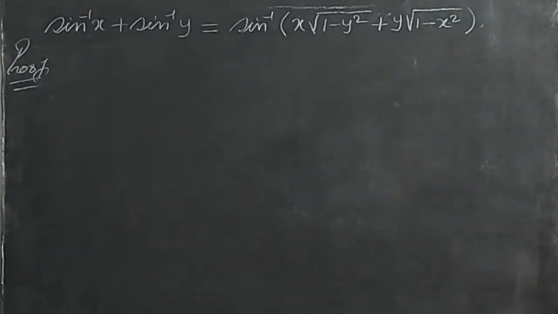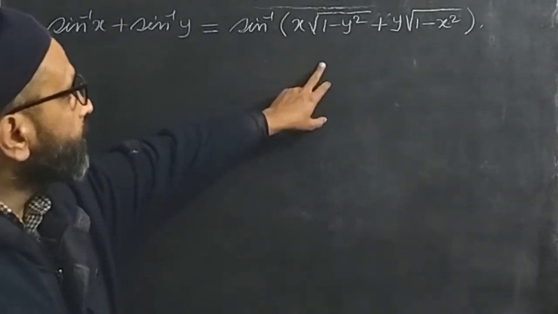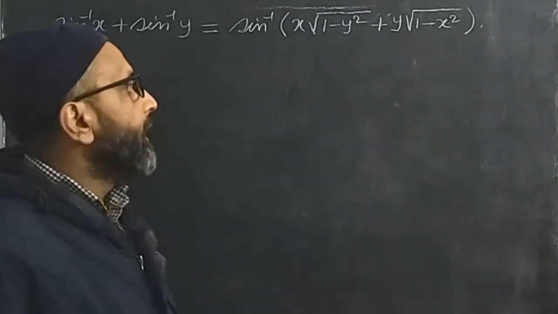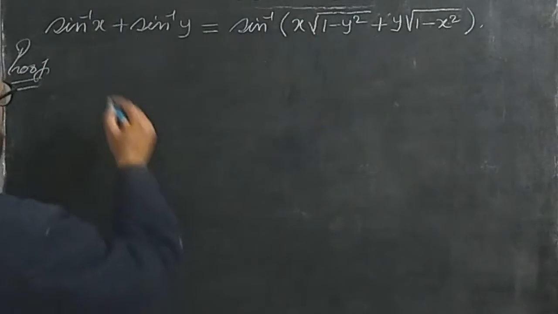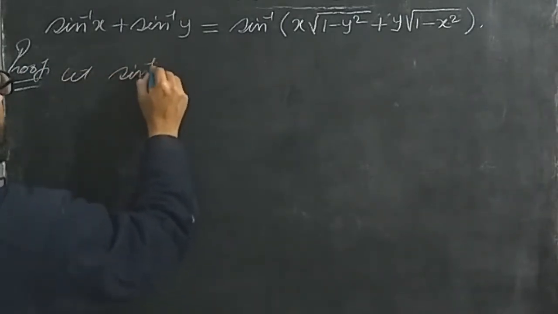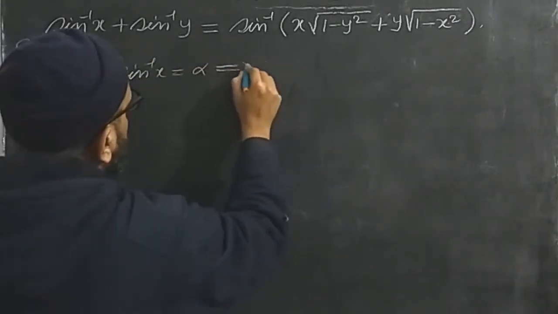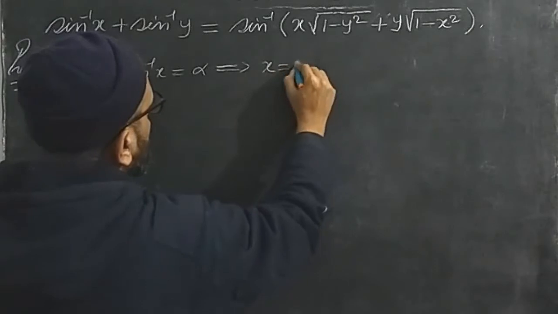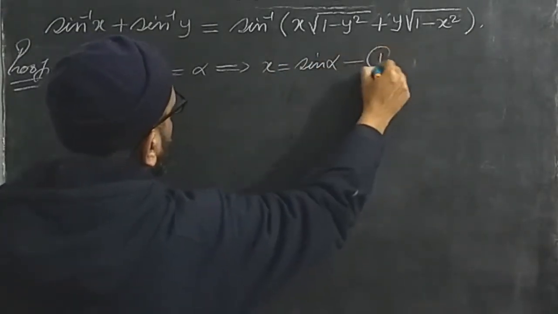Now the next important formula is sine inverse x plus sine inverse y is equal to sine inverse of x under root 1 minus y square plus y under root 1 minus x square. So now we are going to prove it. Let sine inverse x is equal to alpha. It implies that x is equal to sine alpha. That would be equation number 1.